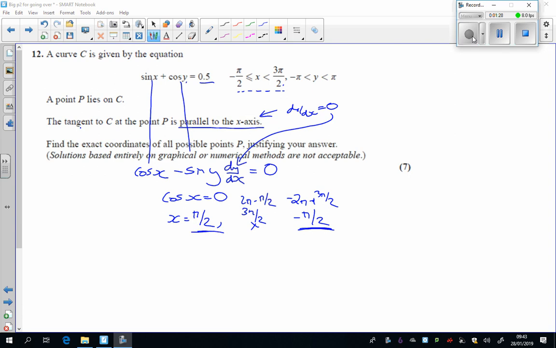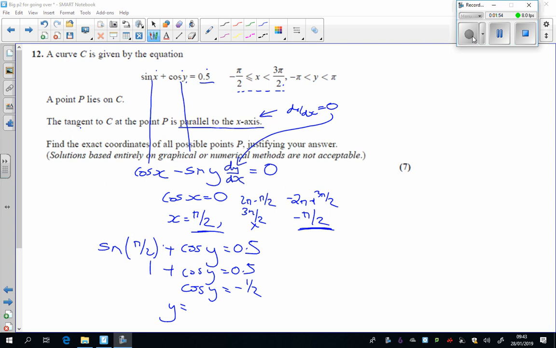Once you've found the x values, we need to find the y values. So we'll stick them back in here. We've got the sine of pi over 2 plus the cos of y equals a half. And the sine of pi over 2 is, of course, 1. So I've got cos y is minus a half. Inverse cos of minus a half, of course, gives us 2 pi over 3.